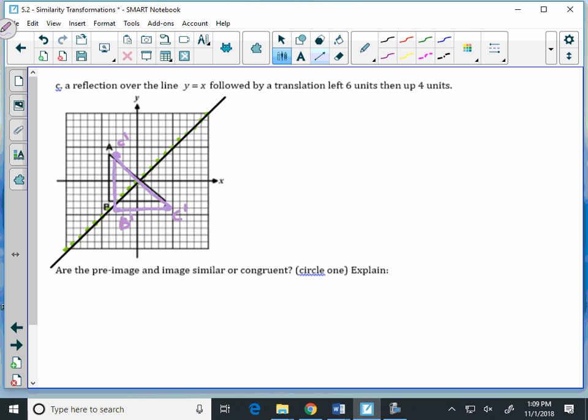Then we do our next transformation, which is a translation left 6, then up 4. So then just move everything that direction. All the points are going to go left 1, 2, 3, 4, 5, 6, and then up 1, 2, 3, 4. 1, 2, 3, 4, 5, 6, 1, 2, 3, 4. And then 1, 2, 3, 4, 5, 6, 1, 2, 3. And we're done.